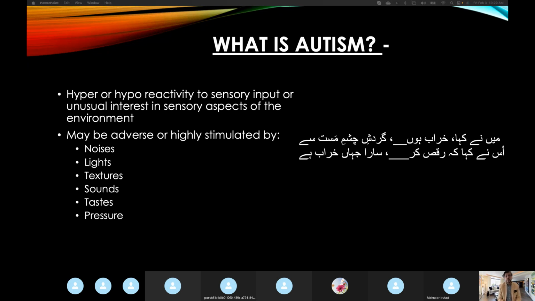Hyper or hypoactivity to sensory input, or unusual interest in sensory aspects of the environment. So they may be adversely, highly stimulated by noises, lights, textures, sound, taste, and even pressure. If they are wearing a shoe, the pressure of the shoe can make them uncomfortable. Or if they are wearing a shirt, the pressure of that warm jacket on their body can make them cry as well. So these are very small things, but we have to take care of them.